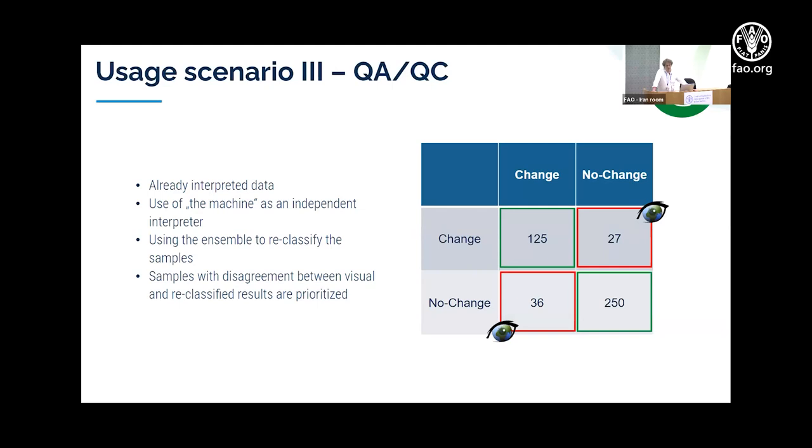Third scenario is, again, if you already have data and you want to quality control this, you might not want to go through all of the points again, so you want to find some kind of prioritization strategy. And again, you could use the same approach, running all these time series algorithms, classify with the data you already interpreted, run a classification, and basically see where the algorithms agree with the interpreter and where they don't. And where they don't agree with the interpreter, you look at them again. And in this way, and I think Ghana did this for their quality control, you basically reduce the number of points that you have to look at.